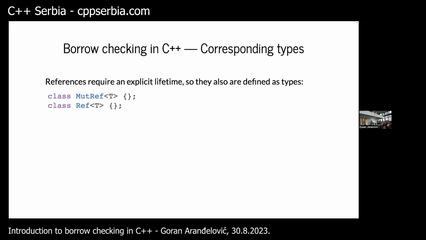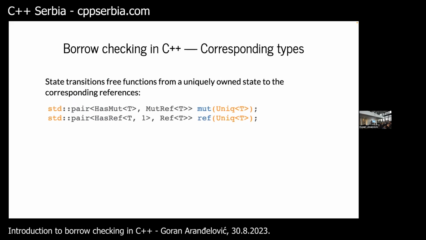And also, because references require some explicit lifetime, in Rust we have lifetime annotations. But in C++, because we don't have that, at least not yet, we need to use types again to describe that as well. Let's explain this a little bit.